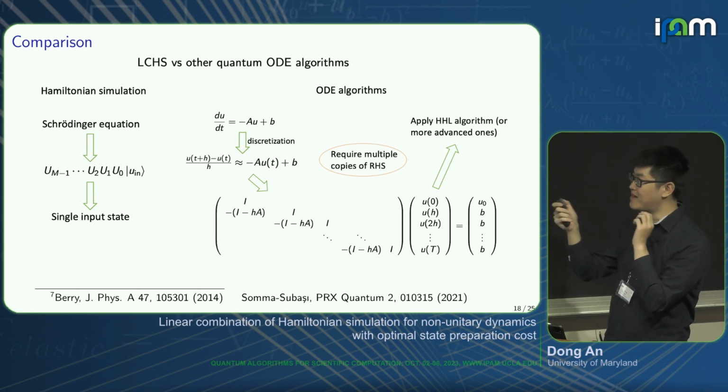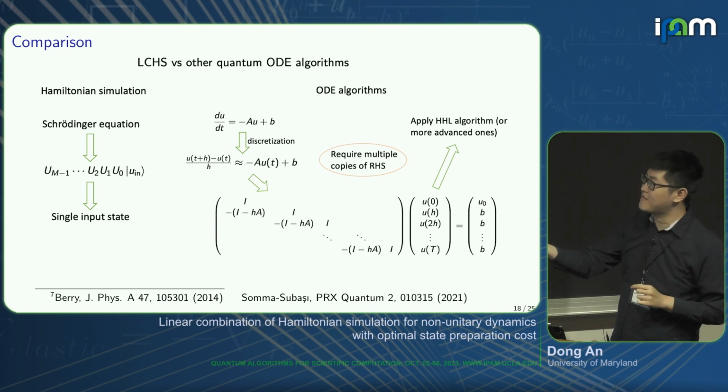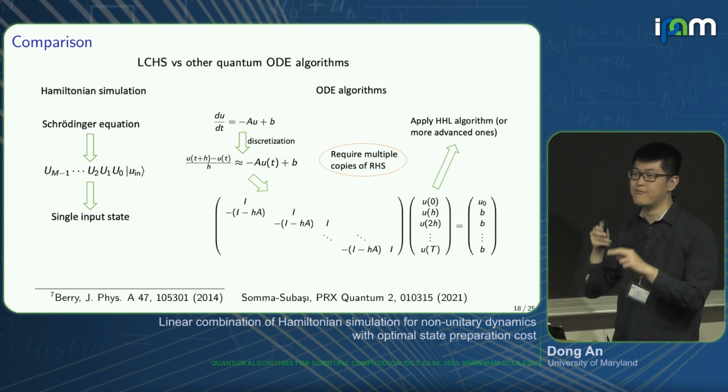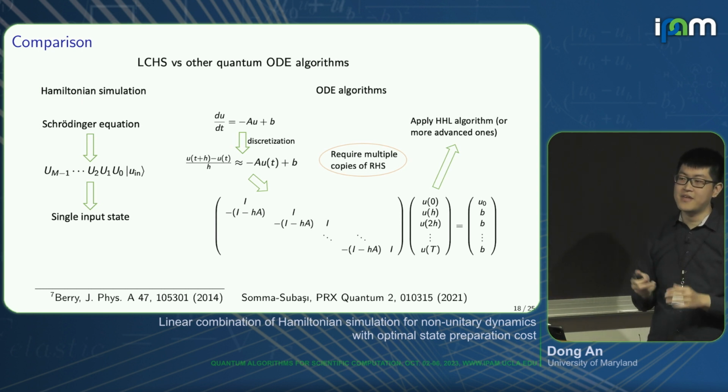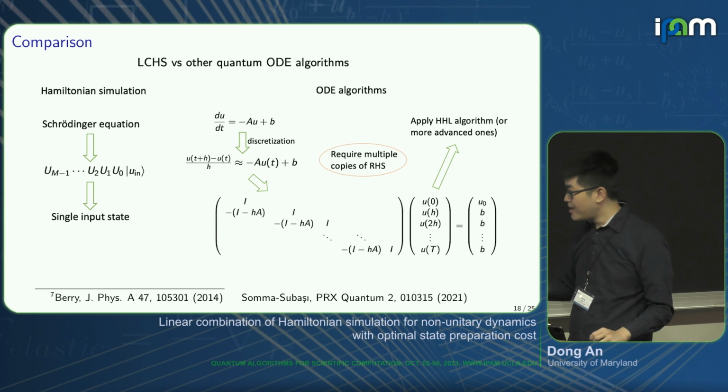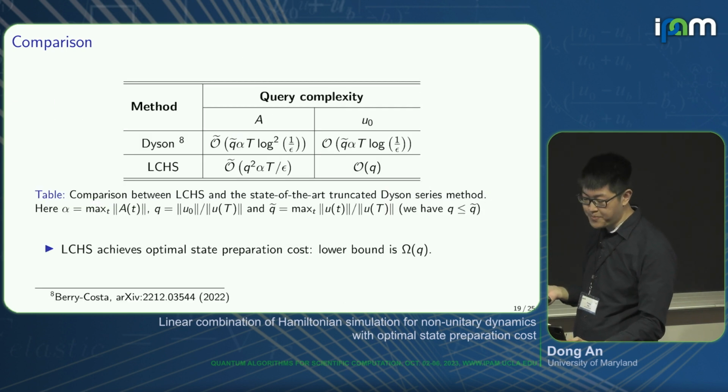Since we relate our equation with the Hamiltonian simulation problem, it really means that we can take advantage of the good part of the Hamiltonian simulation, which means that we can reduce the number of the input states that we need. And here's a comparison.